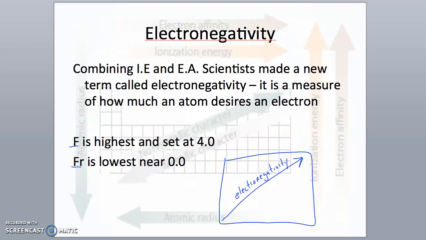Electronegativity is very similar to electron affinity and scales from near 0 to 4.0, with fluorine holding the highest electronegativity value of 4.0. This is the same trend as ionization energy and electron affinity.